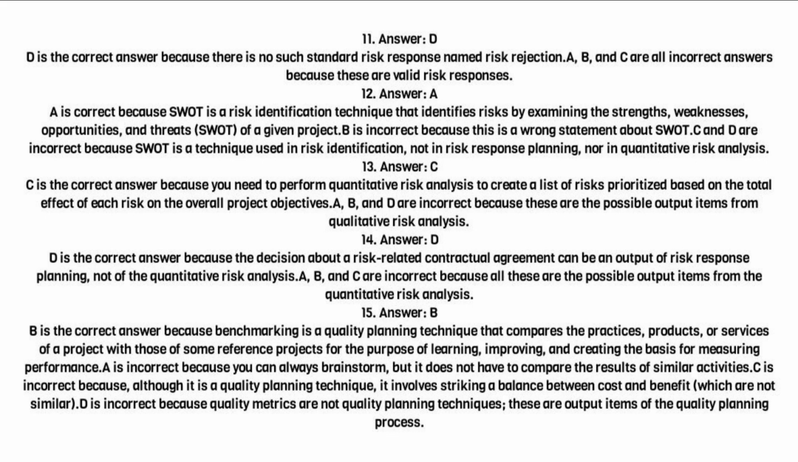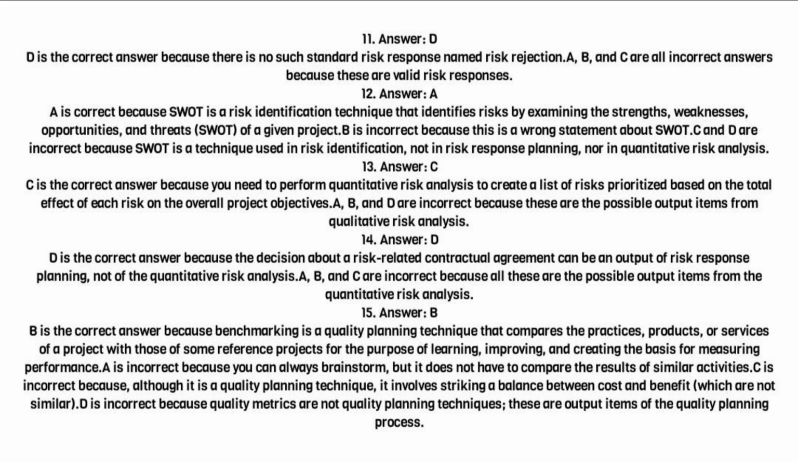13. Answer C. C is the correct answer because you need to perform quantitative risk analysis to create a list of risks prioritized based on the total effect of each risk on the overall project objectives. A, B, and D are incorrect because these are the possible output items from qualitative risk analysis.